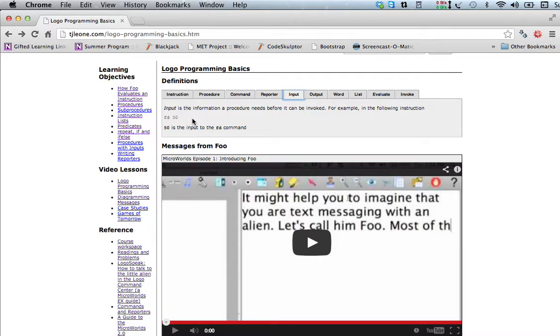Foo can't make a turtle go forward 50 until he sees the forward and then the 50. If he just has the forward, he doesn't know how far to go. So the input he needs is the 50. Input is the information he needs.